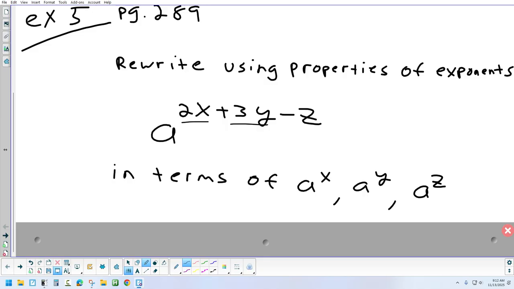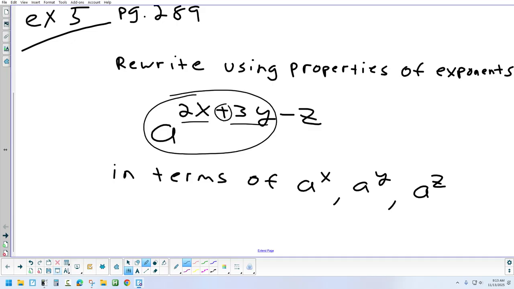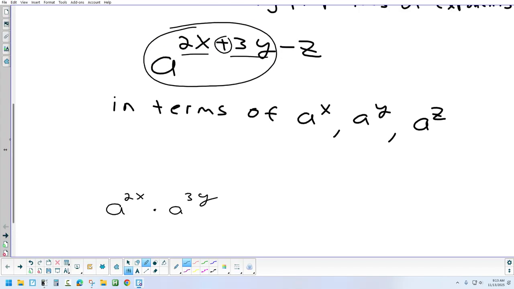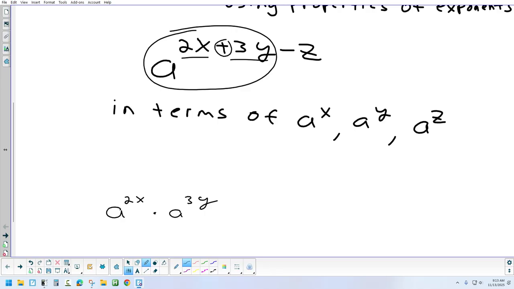So forget about the minus z for a second. Could someone just tell me, what would this have come from to cause me to put a plus sign right there? What would that problem originally have been? Yep. A to the 2x times a to the 3y. And because you're multiplying with the same base, you would add the exponents.